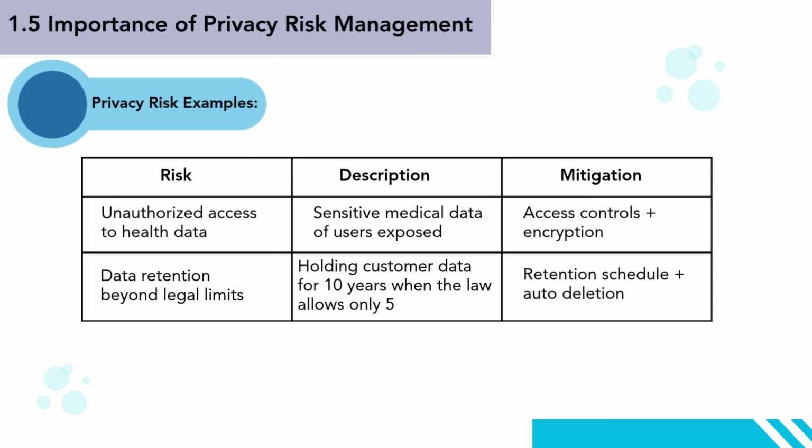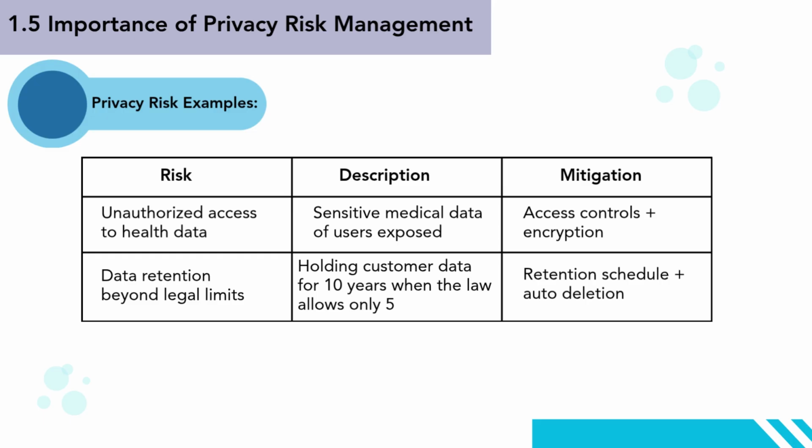These 2 examples illustrate common privacy risks that organizations face and demonstrate the importance of proactive risk management. The first example shows unauthorized access to health data, where sensitive medical information could be exposed due to inadequate security measures. This risk is mitigated through implementing strong access controls that limit who can view the data and encryption to protect it even if accessed by unauthorized parties.